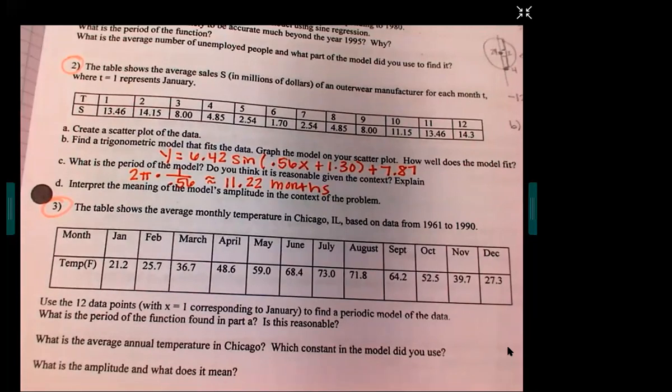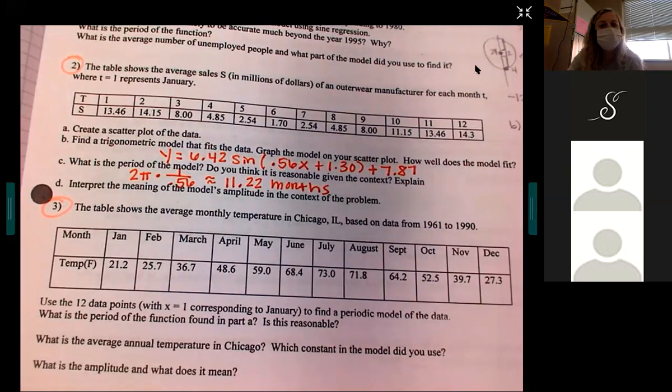All right. Does this make sense? Is it reasonable in the context? Who thinks they can explain that to me for extra credit? Do you think it's reasonable that this will repeat after 11.22 months? Raise your hand if you want to try to get extra credit. Online people, you can just unmute and talk to me. Y'all can both go. Go ahead.